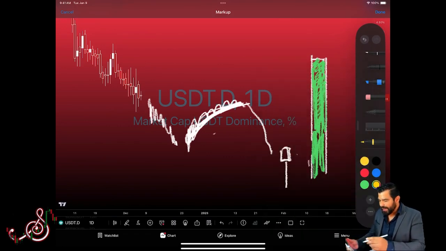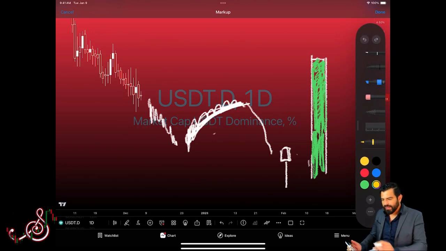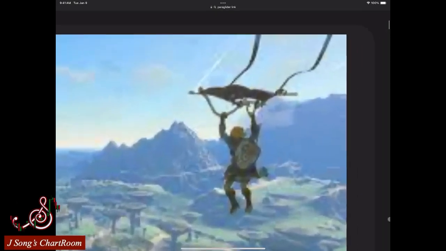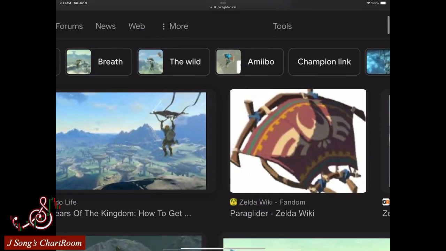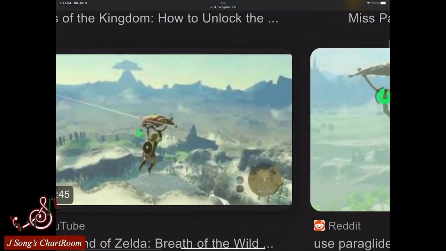I saw an image. There's a video game that I play that Melody plays. It's called The Legend of Zelda. And in the game, the main character, and I'm going to show you a picture of it, he rides a paraglider, and it looks something like this, okay? Something like this. He holds a paraglider and glides down. And I saw him moving to the right, similar like this.